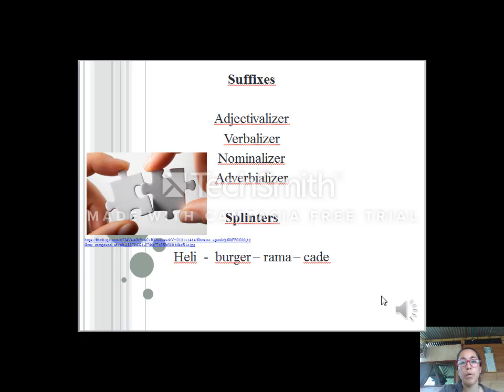Finally, there are word formations named splinters, with suffixes or prefixes that are usually not productive. For example, heli, heliport, burger, hamburger, rama, motorama, and cade, motorcade.